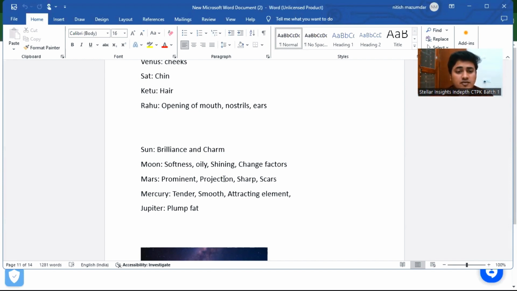Then you have Mercury. Mercury is what, tender, smooth, attracting element. Jupiter is plump, fat. If you see someone's cheeks, they have good, bulky cheeks. So you can understand that they have a connection with Venus and Jupiter.